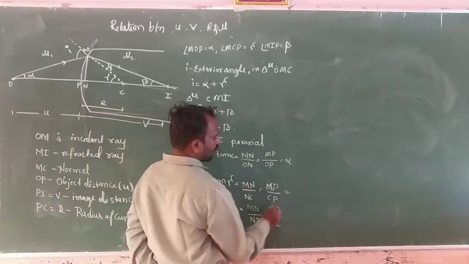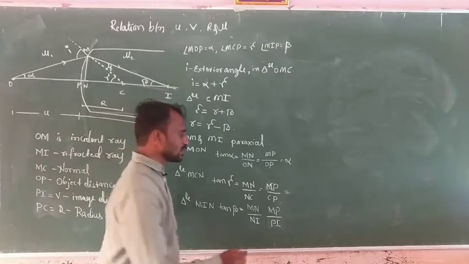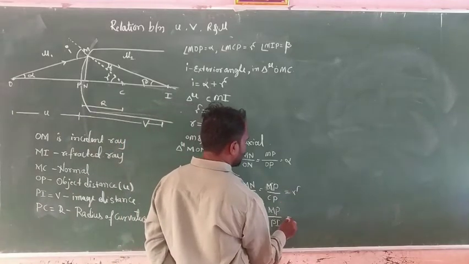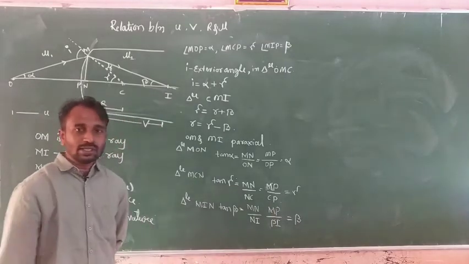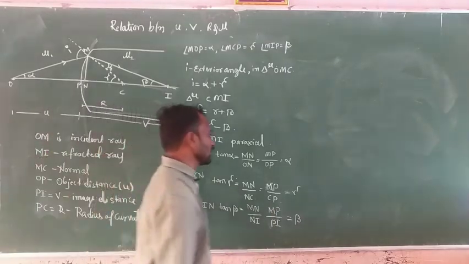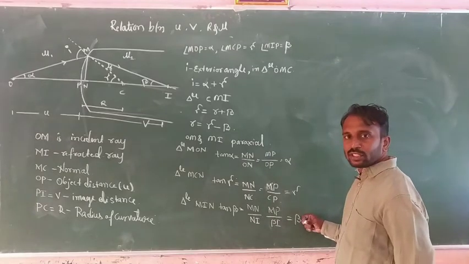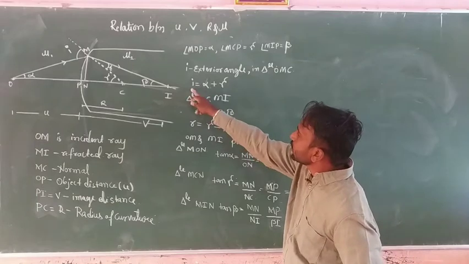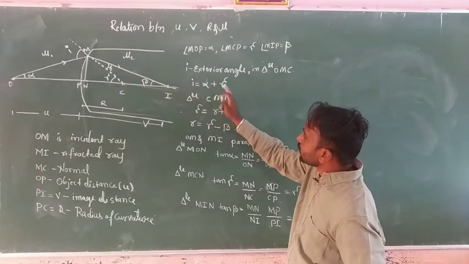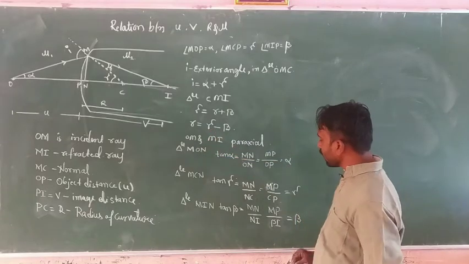Okay, so tan gamma is nearly equal to gamma. Why? Because it is a paraxial ray, a very small angle, and beta is also a very small angle, so tan beta is nearly equal to beta. So here we get alpha value, gamma value and beta value. I is the angle of incidence, alpha plus gamma. R is the angle of refraction, gamma minus beta.